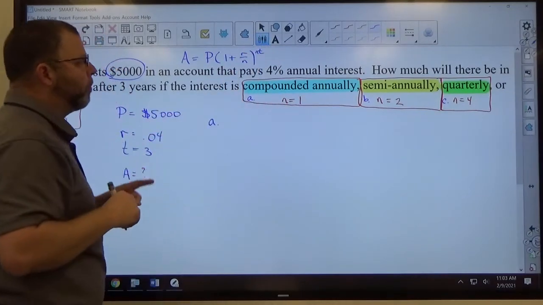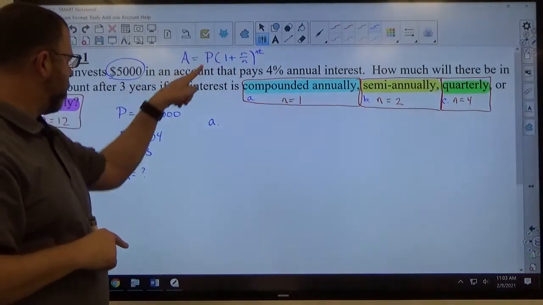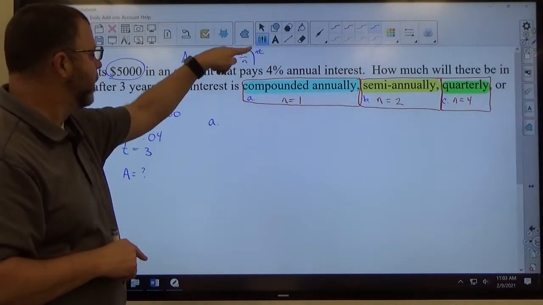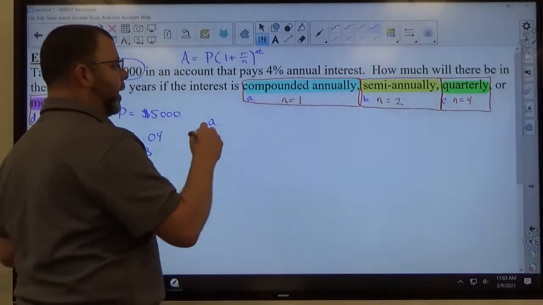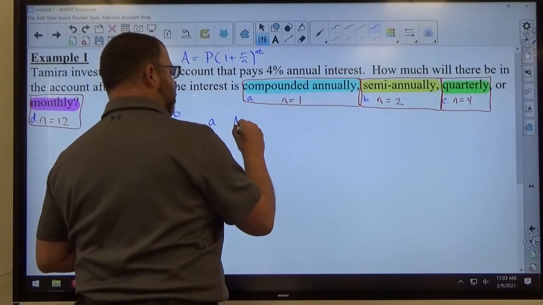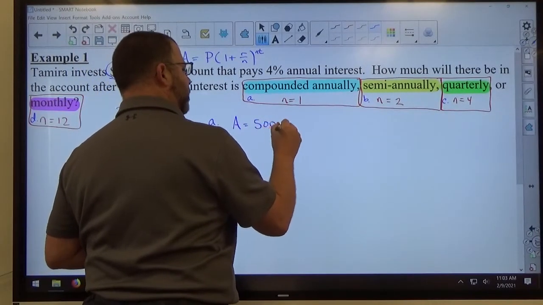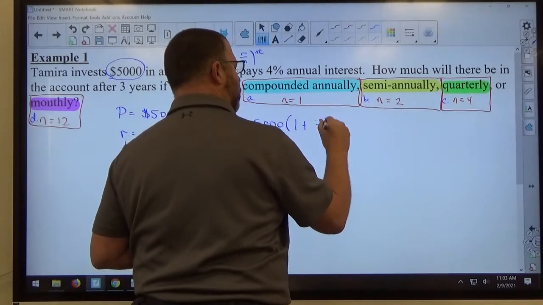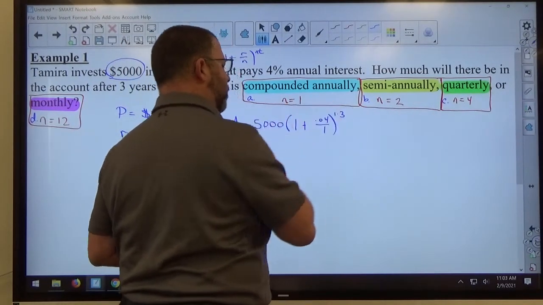We know all the numbers over here. P is 5,000, R is 0.04, N for part A is 1, both N's are 1, and T equals 3. So for part A, my final amount of money is going to equal 5,000 times 1 plus 0.04 divided by 1 to the 1 times 3 power.